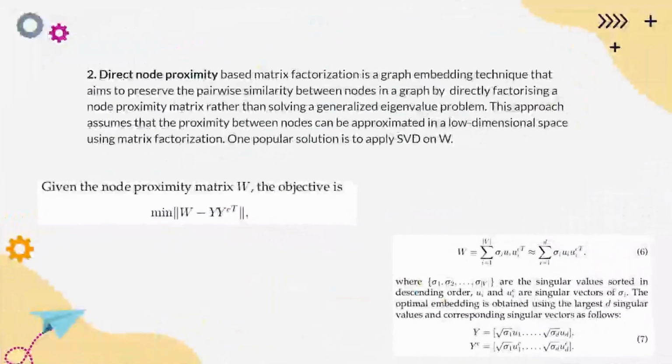The direct node proximity based matrix factorization is a graph embedding technique that aims to preserve the pairwise similarity between nodes in the graph by directly factorizing a node proximity matrix rather than solving a generalized eigenvalue problem. This approach assumes that proximity between nodes can be approximated in a low dimensional space using matrix factorization. One popular solution is to apply SVD on W. The objective function of direct node proximity is this, which we have to minimize. And for the SVD part, we will go with these equations that have been mentioned in the paper.